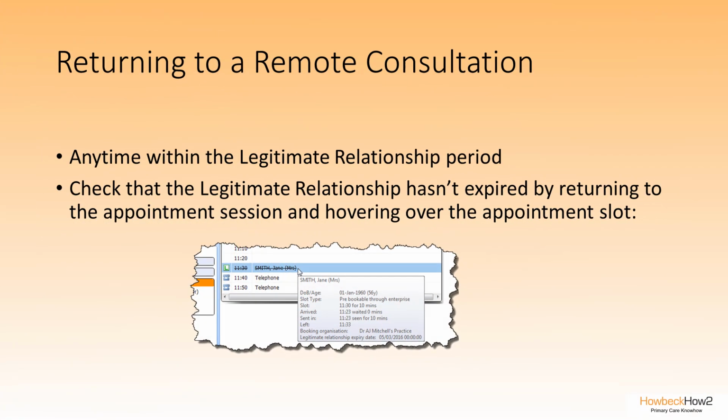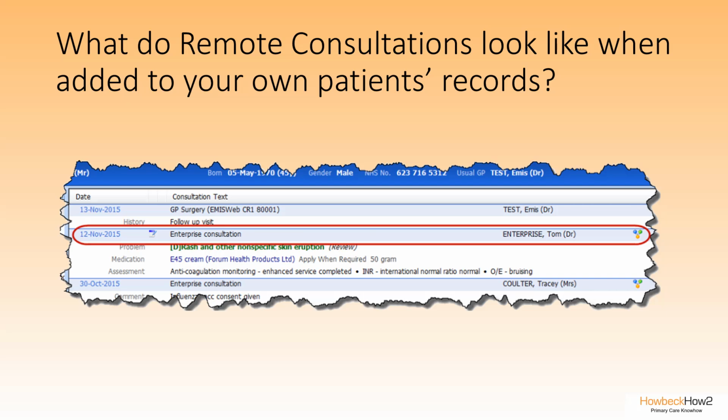For as long as the legitimate relationship time period lasts, you will be able to revisit and view or amend the patient's record by returning to the appointment slot and opting to View Medical Record. Remember that no one else is able to access the record, only the session holder, including all through the legitimate relationship period. If you're viewing records of your own patients in your own practice, you'll be able to see any consultations that have been added via remote consultation. Firstly, they'll be marked with this icon, and they will also have the consultation type of enterprise consultation.